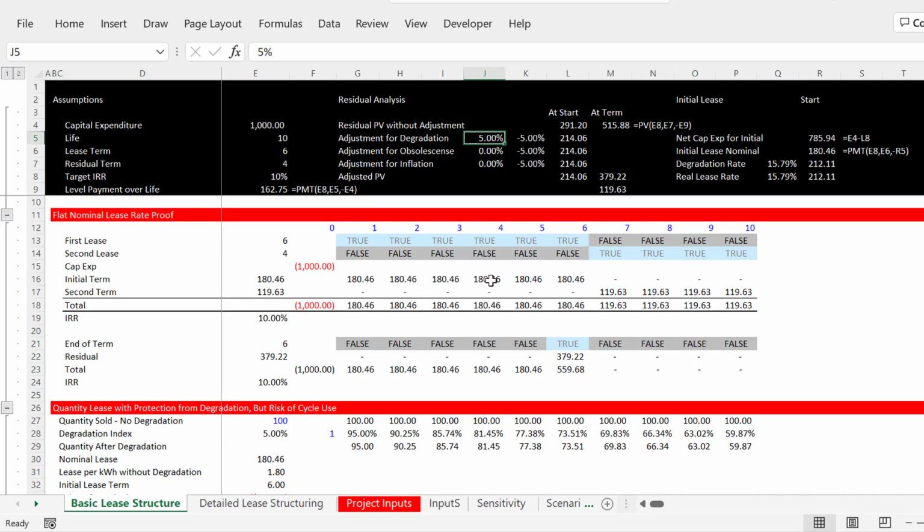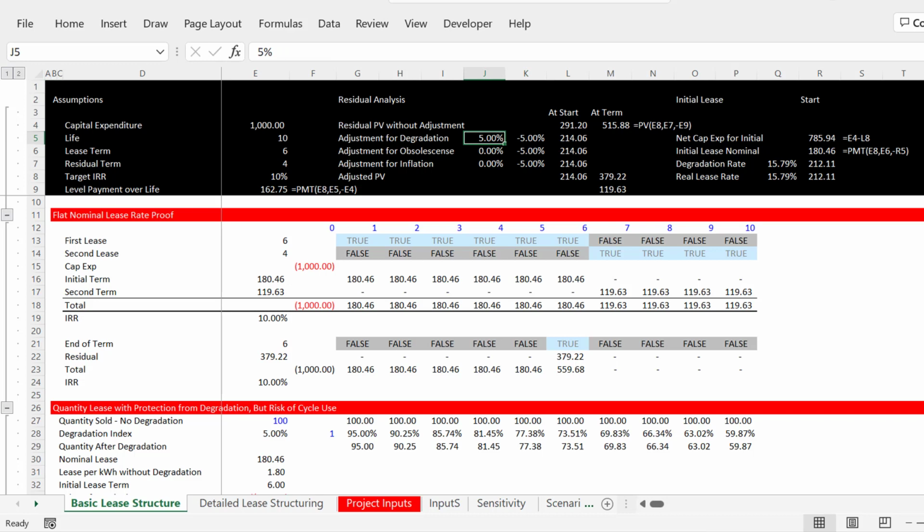It's got to cover the fact that my residual value is going to be less. If I put 10%, then the lease rate has to go up to 194. Okay, that's the risk of the degradation. And you notice what I did here is this is the amount that happened over the first years of the life.